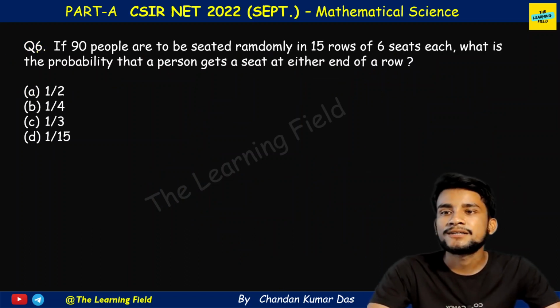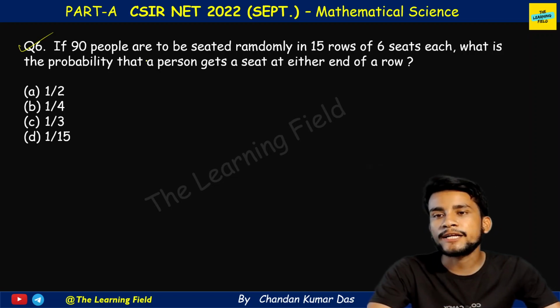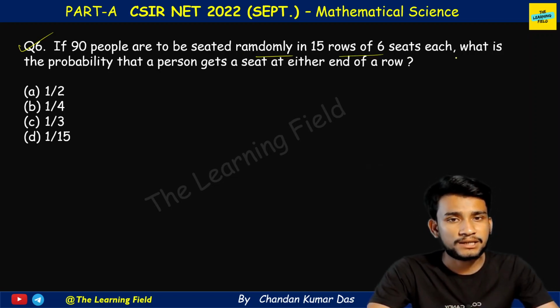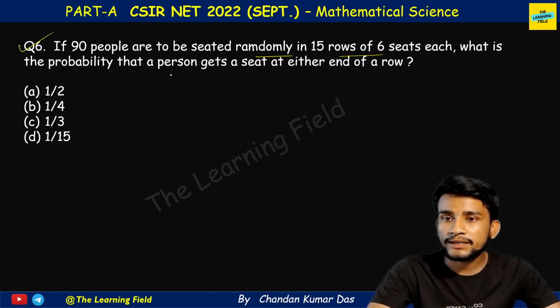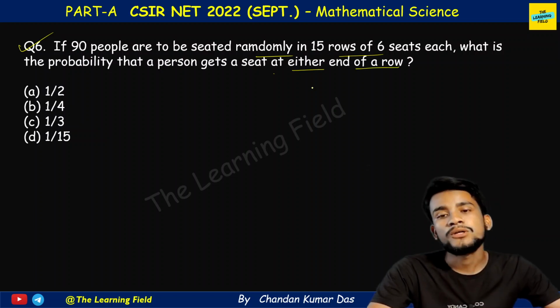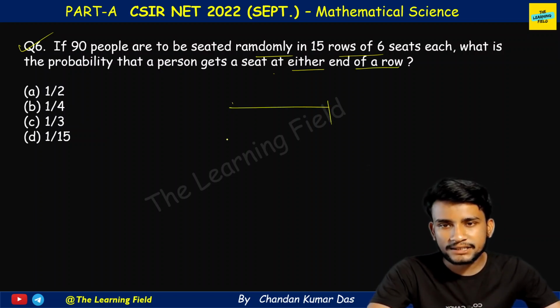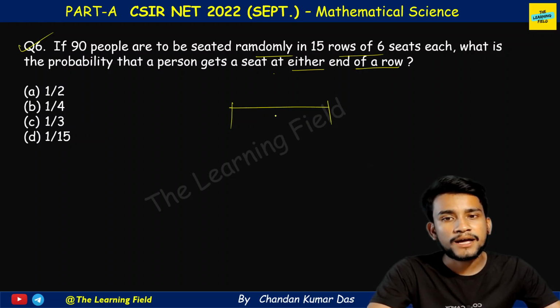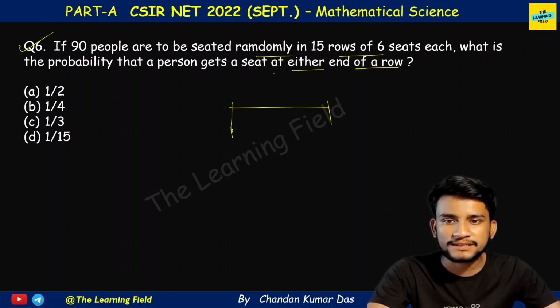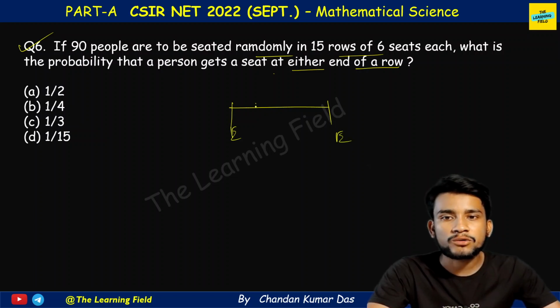Okay, so question 6 says that if 90 people are to be seated randomly in 15 rows and 6 seats each, then what is the probability that a person gets a seat at either end of a row? So each bench contains 6 seats, and each bench has 2 end points. This is one end and this is the other end, and the total number of seats in one bench is 6.